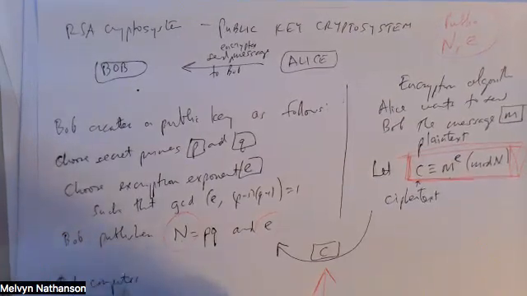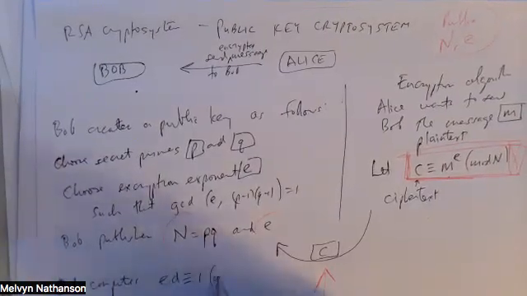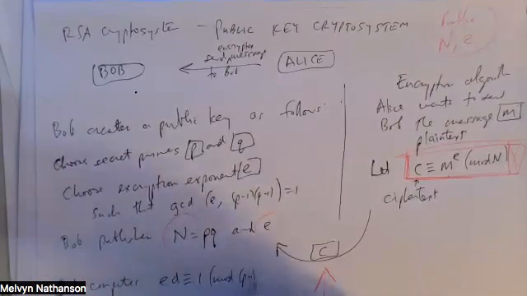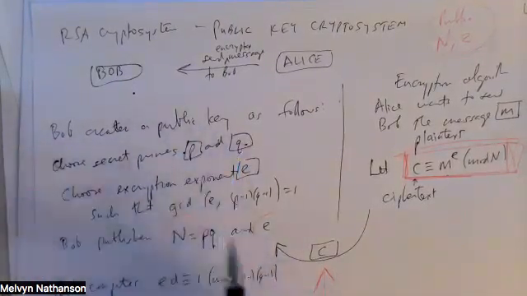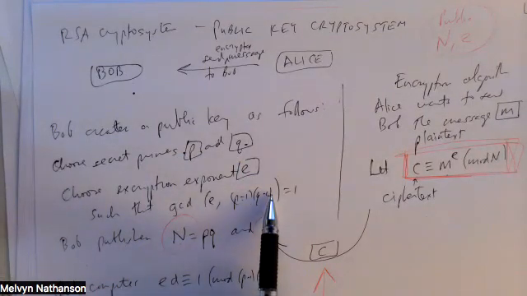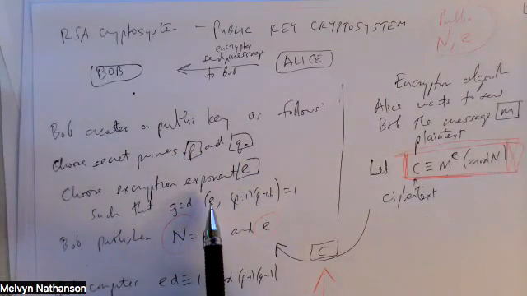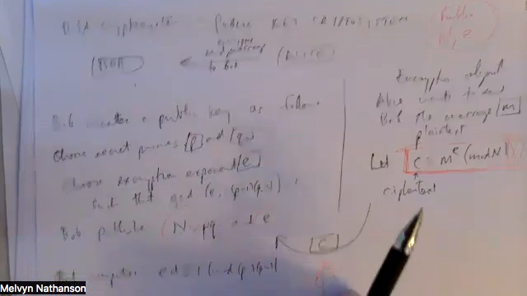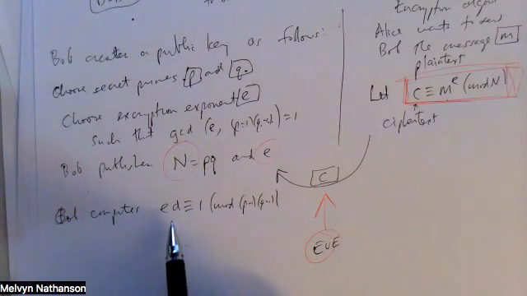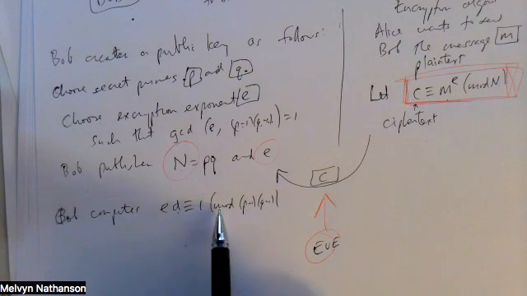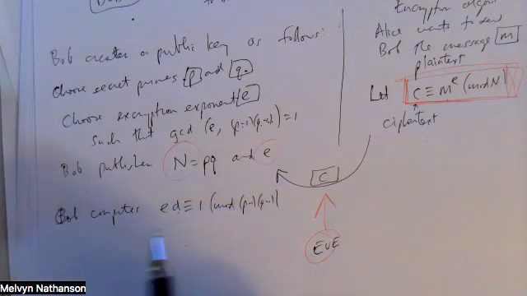Bob can solve the congruence ED congruent to 1 mod (P minus 1)(Q minus 1). Bob knows P and Q, so he knows P minus 1 and Q minus 1, and he chose E to be relatively prime to this number. So by the elementary facts of congruences, you can solve the linear congruence. You can find a number D such that ED is congruent to 1 mod (P minus 1)(Q minus 1).